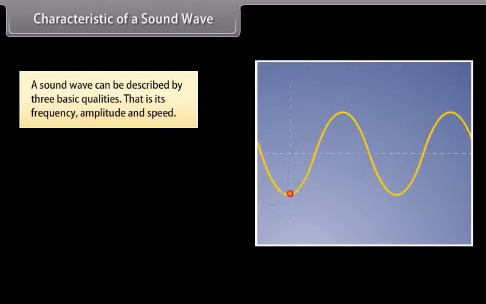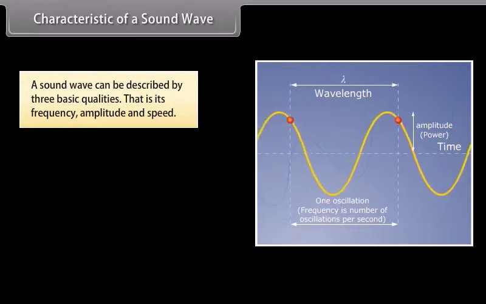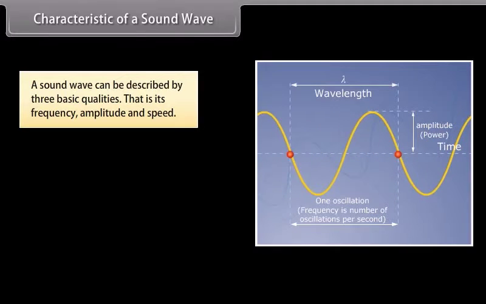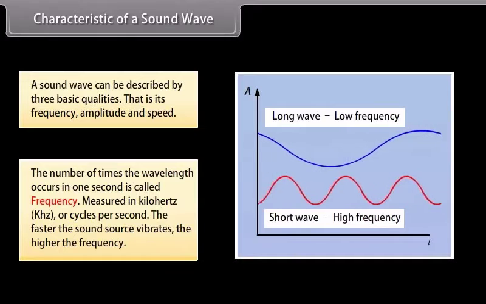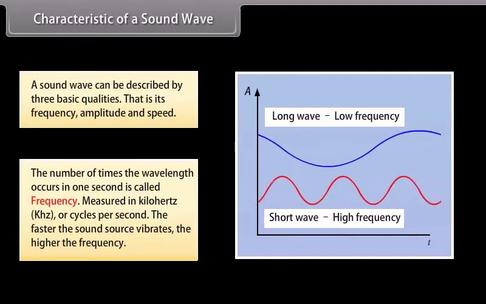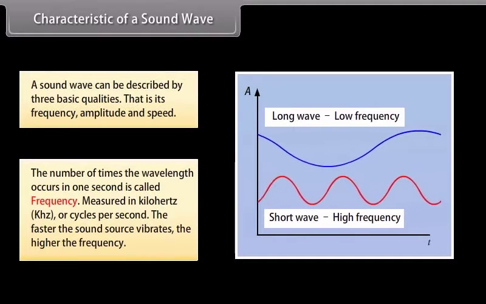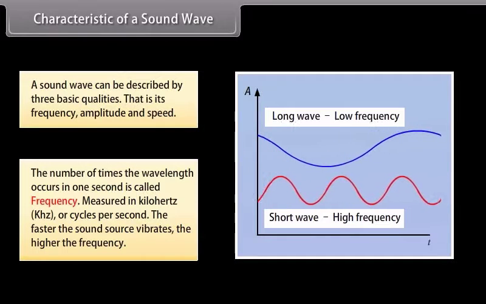Characteristics of a sound wave. A sound wave can be described by three basic qualities: its frequency, amplitude, and speed. The number of times the wavelength occurs in 1 second is called frequency. It is measured in kilohertz or cycles per second. The faster the sound source vibrates, the higher the frequency.